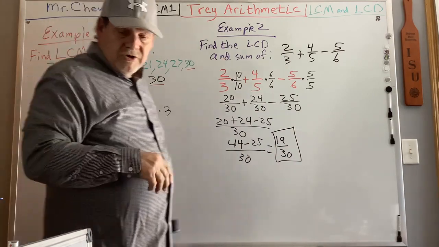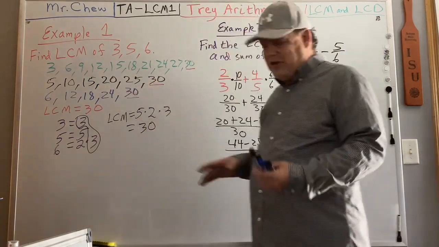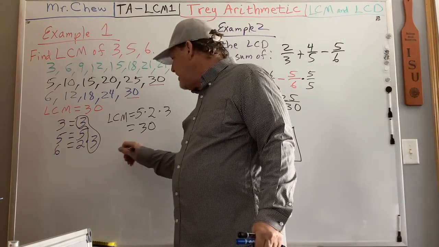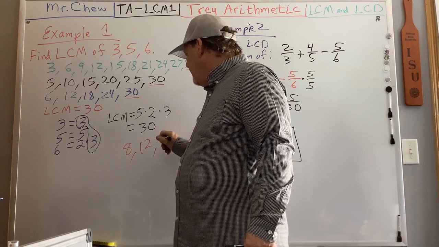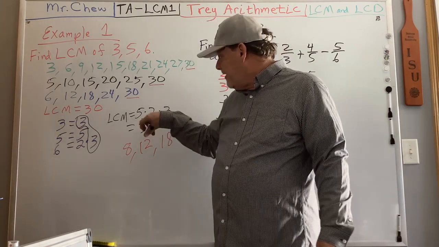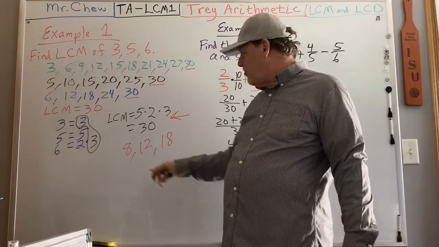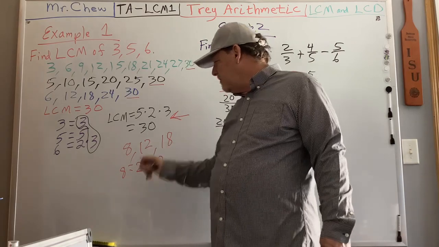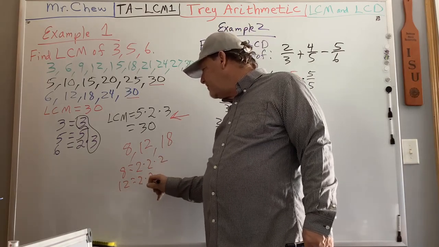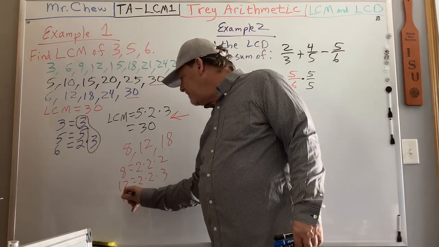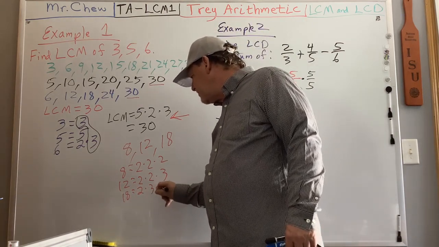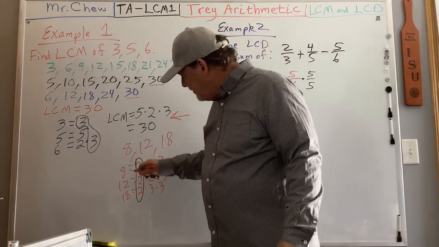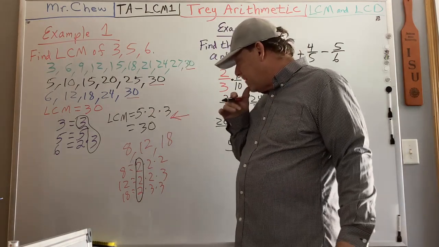Okay, so you might be saying in your mind, yeah, but how could this ever be easier? Well, if I were to have something like 8, 12, and 18, this method here is so much easier because you would write the 8 as 2 times 2 times 2, the 12 as 2 times 2 times 3, and the 18 as 2 times 3 times 3. Then you circle what's in at least 2 of them. Well, that's going to be one of the factors that I use here.